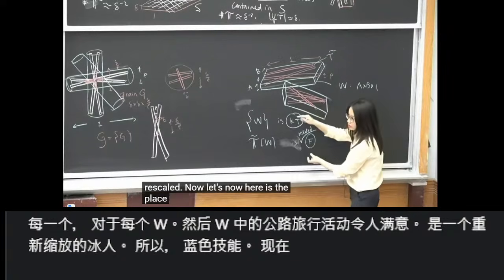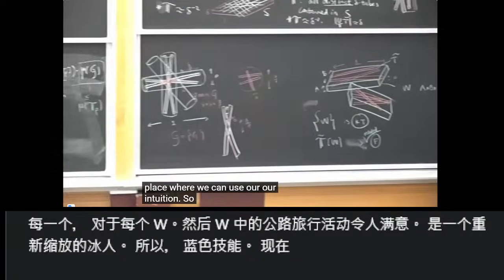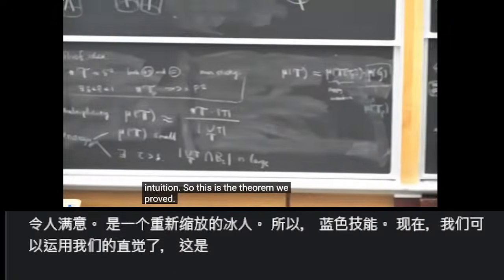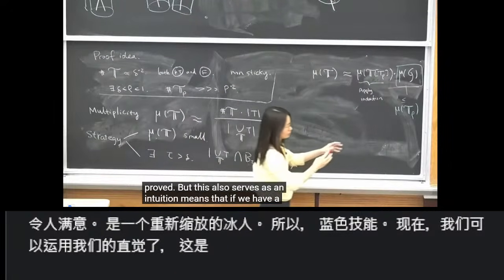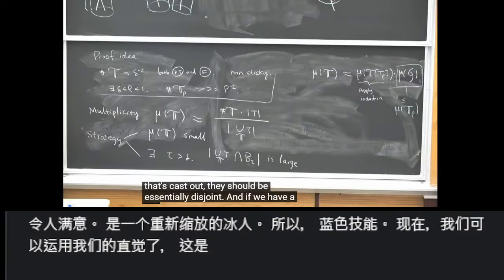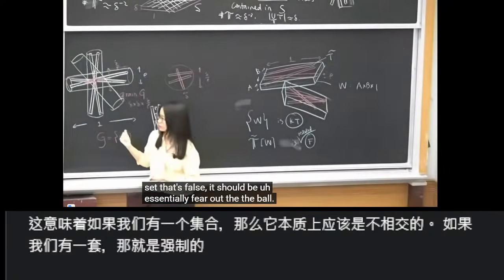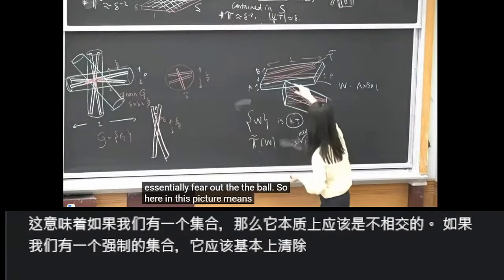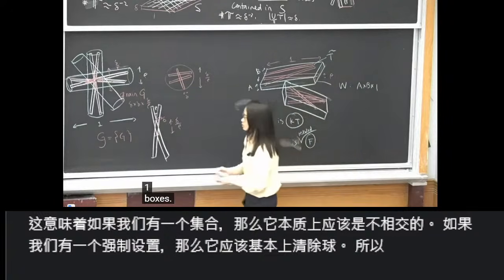Now here is the place where we can use our intuition. This is the theorem we proved, but it also serves as an intuition. It means that if we have a set that's Kakeya, the tubes should be essentially disjoint, and if we have a set that's Frossman, it should essentially fill out the ball. So in this picture, it means that those red tubes should fill out those A times B times 1 boxes.